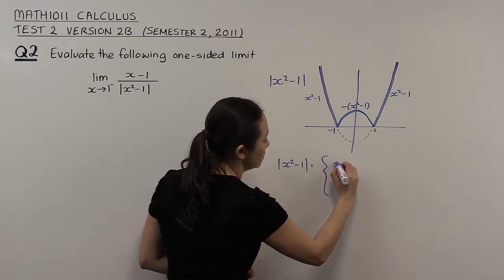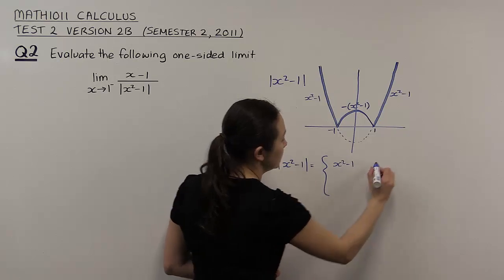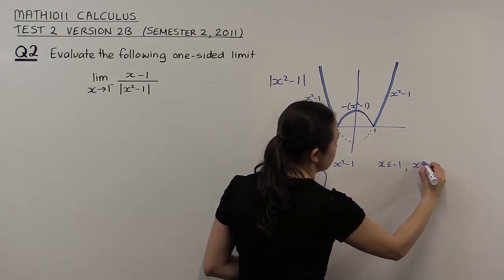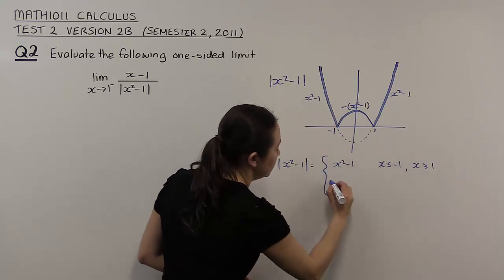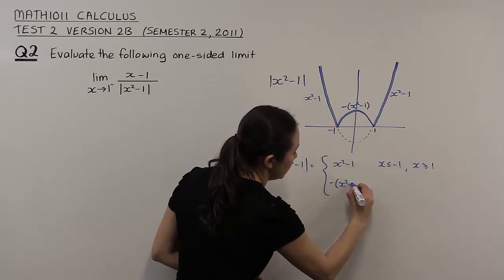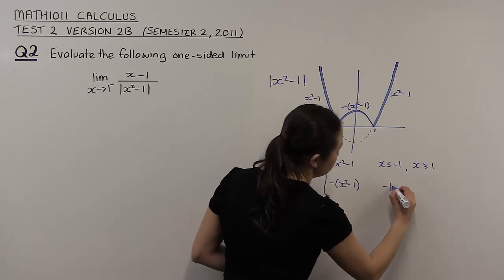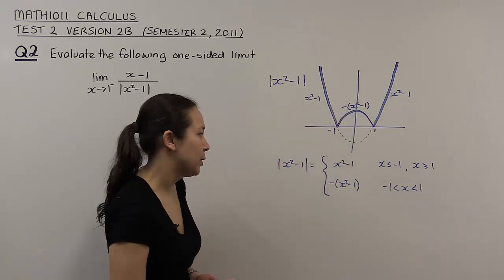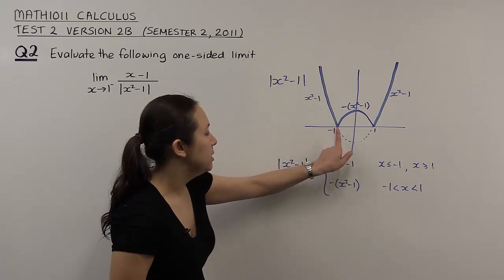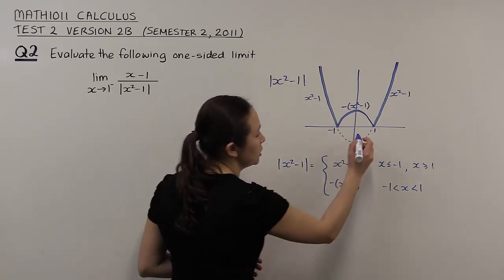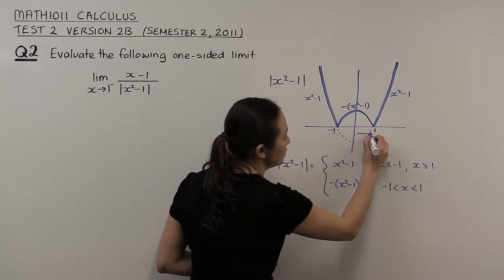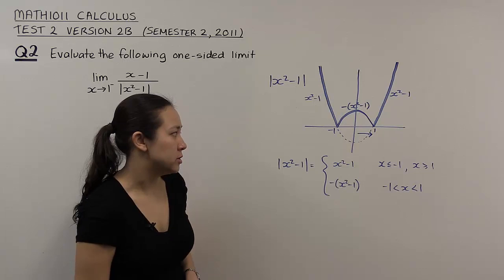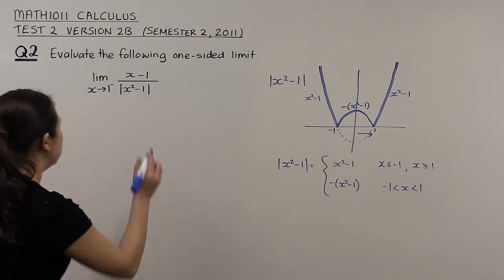It takes the rule x squared minus 1 as long as x is less than or equal to minus 1 and x is greater or equal to 1. But it's going to take the rule negative x squared minus 1 for values between 1 and minus 1. Okay, and so when we approach from the left, which we will be doing, we will be approaching this way, we need to take care with which equation we are going to go with. So back to our limit here.